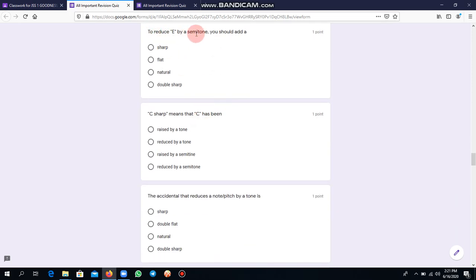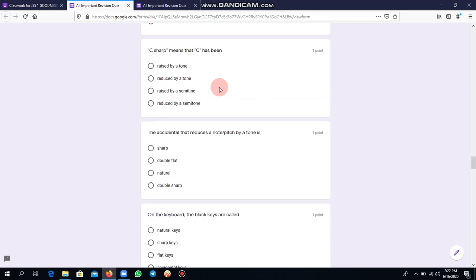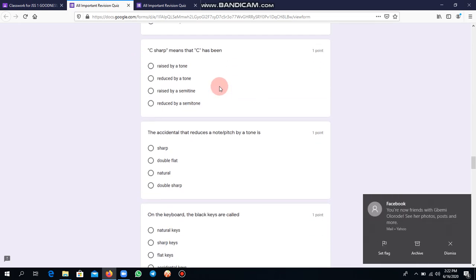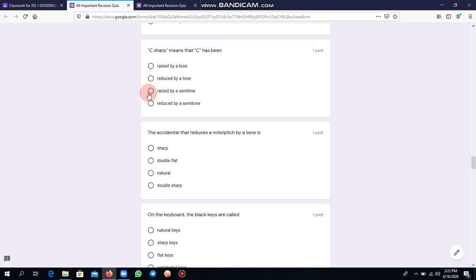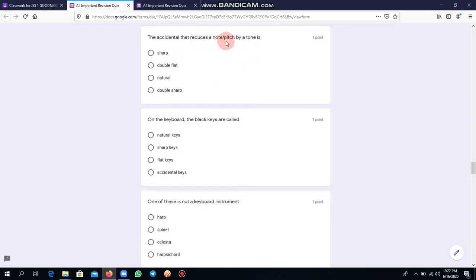To reduce E by a semitone, you should add a flat, and that makes it E flat. Are you following me now? Good. C sharp means that C has been raised by a semitone. That is why it is called C sharp. The accidental that reduces a note's pitch by a tone. A tone is two semitones. If you are reducing it by one, you are using a flat. But if you are reducing it by two, you are using a double flat.